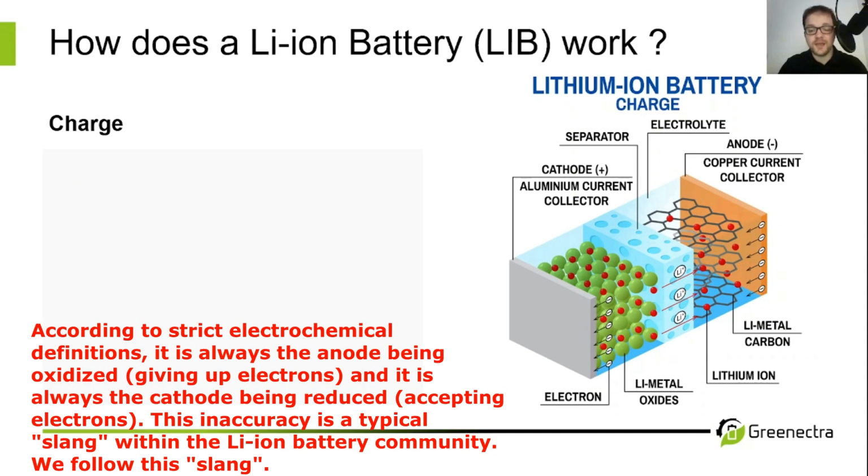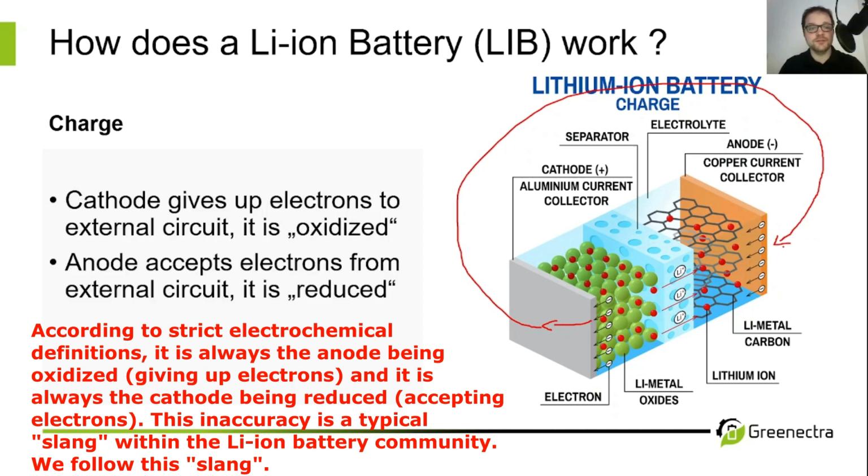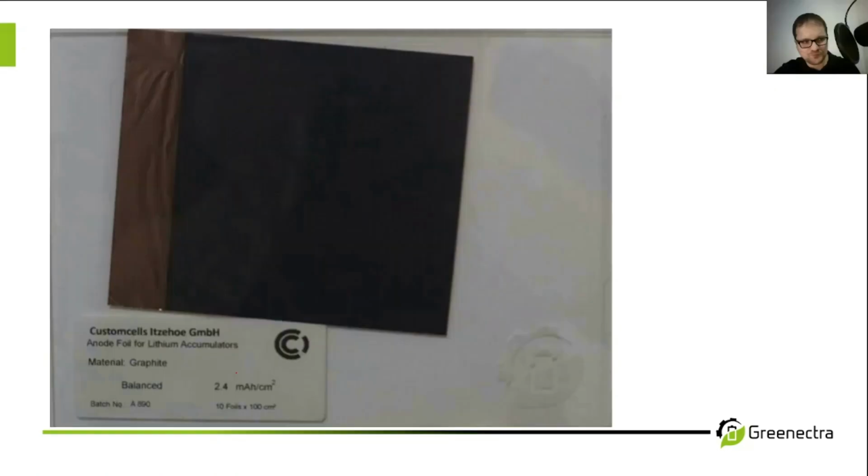When charging a battery, the cathode will give up the electrons to the external circuit. It is therefore oxidized. These electrons travel through the external circuit, and eventually they will arrive at the anode. The anode accepts the electrons from the external circuit, and it is therefore reduced.